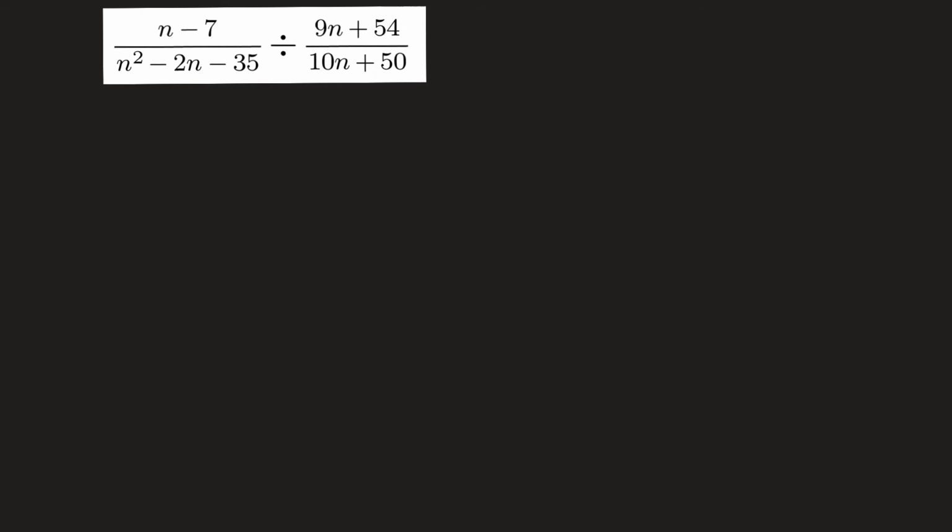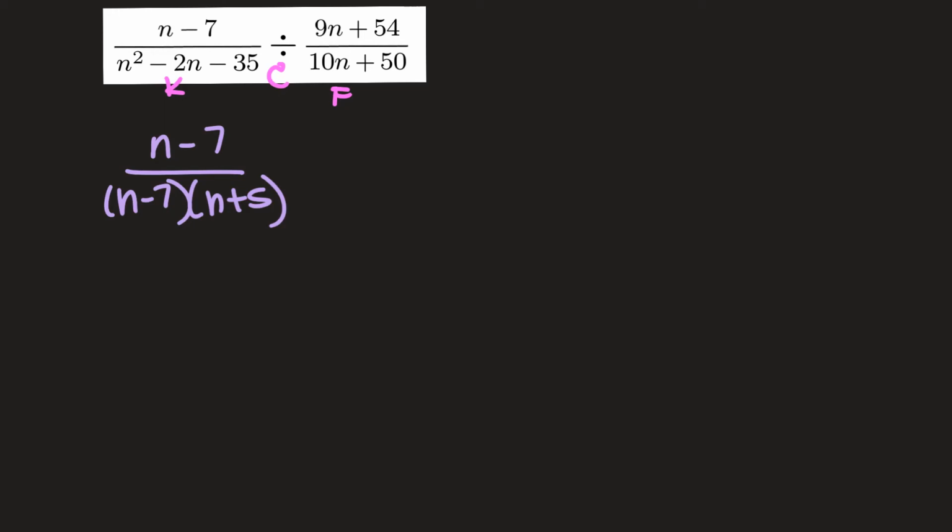So now we have division. So the process is very similar. Some of you were taught the KFC method, and if not, it's just multiplying by the reciprocal. So the first term stays the same, so n minus 7 over, and we can go ahead and factor. So it would be n minus 7 and n plus 5. So again, remember, it has to multiply to be the negative 35, add to be the negative 2.